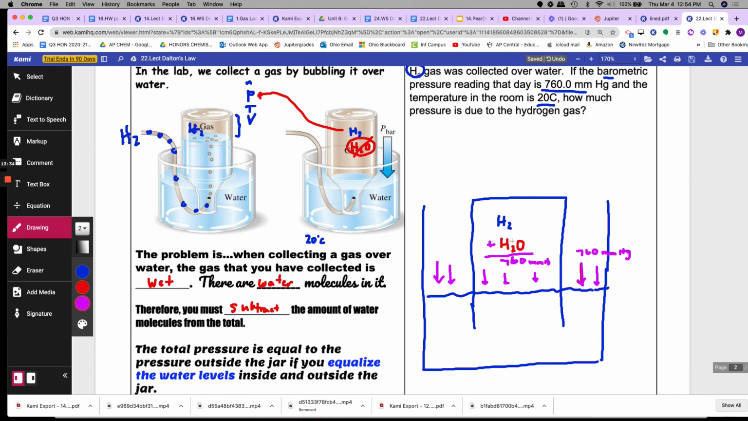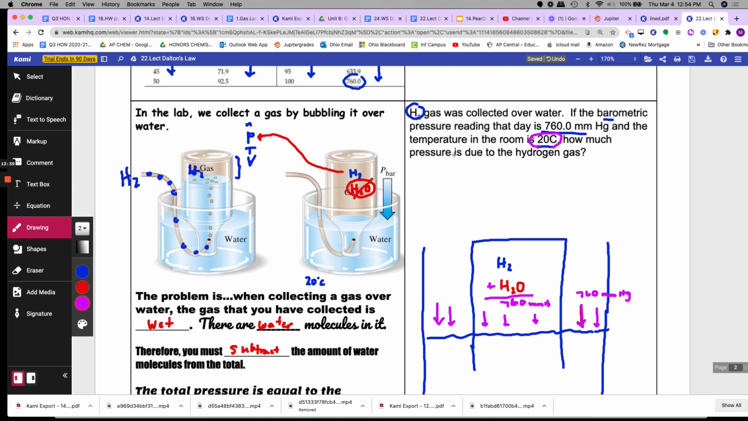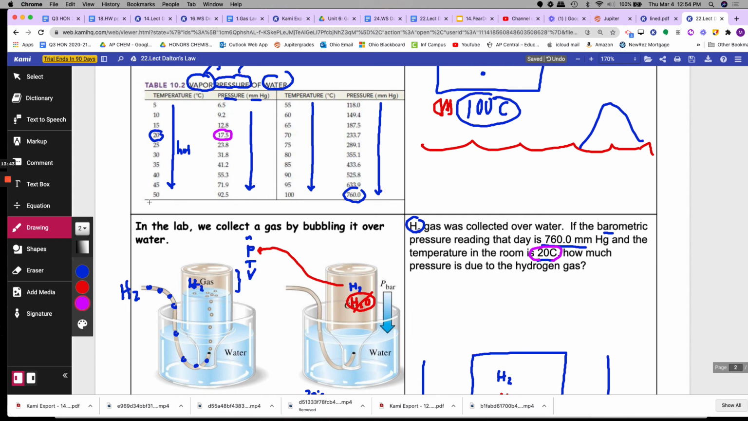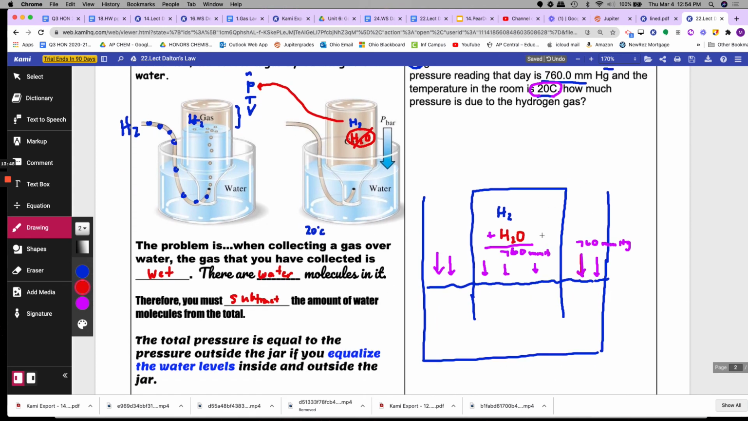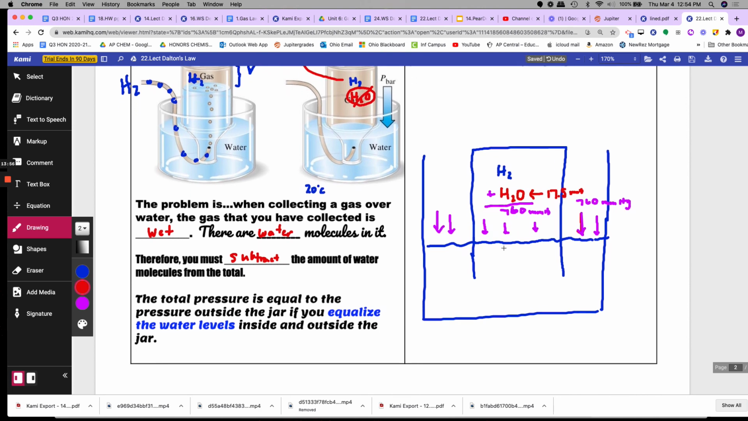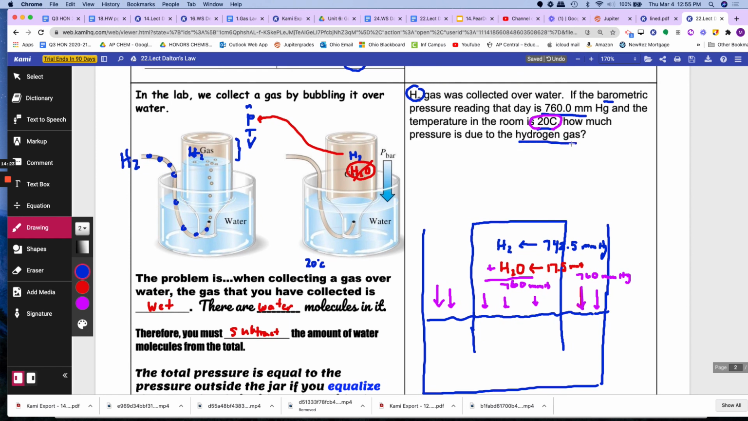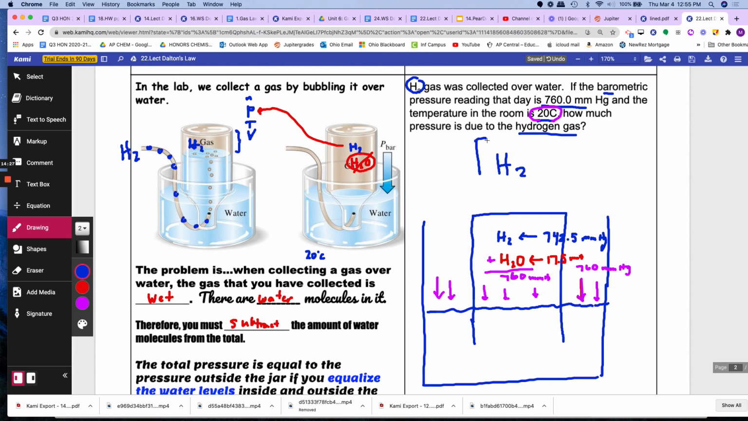All you have to do now is subtract the water away. So your temperature in the room is 20 degrees. How much water vapor is in there? There is 17.5 millimeters of mercury. So all you have to do is subtract that from 760. Okay, so 760 minus 17.5 is equal to 742.5. So the pressure of your gas is 742.5 millimeters of mercury. Okay, so what you did is you just found how much pressure is due to the hydrogen gas. Your hydrogen gas has a pressure, that's the partial pressure due to hydrogen gas, equal to 742.5 millimeters of mercury. Now that you know that, you can plug it into PV equals nRT.